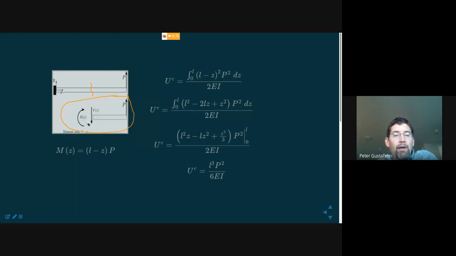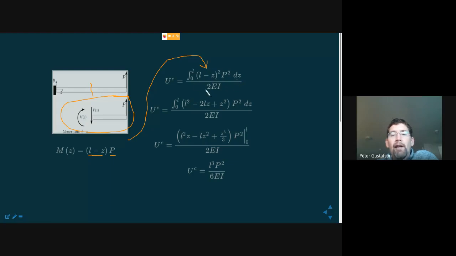And so the totality of this moment is going to be equal to the distance from P to the point where the cut is made. So that's L minus Z times the magnitude of the force P. So M of Z is just L minus Z times P. And then I'm plugging that in here. You recall this was the integral of m squared dz. So I've made my substitution. I have L minus Z squared, that's this term squared, times P squared, that's this term squared, dz.